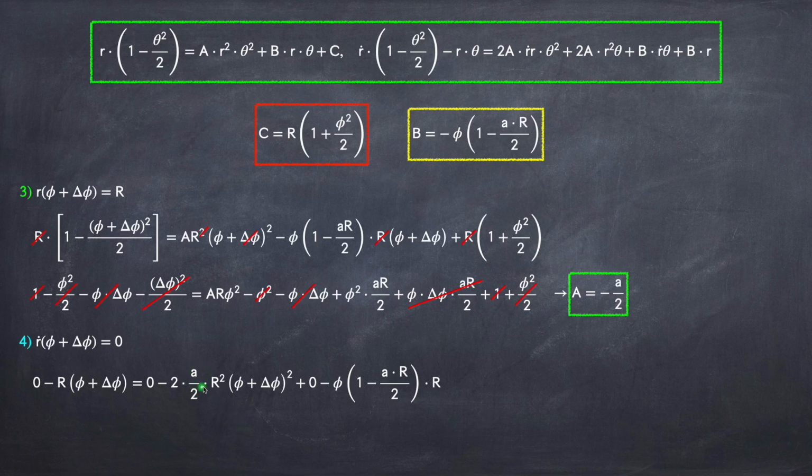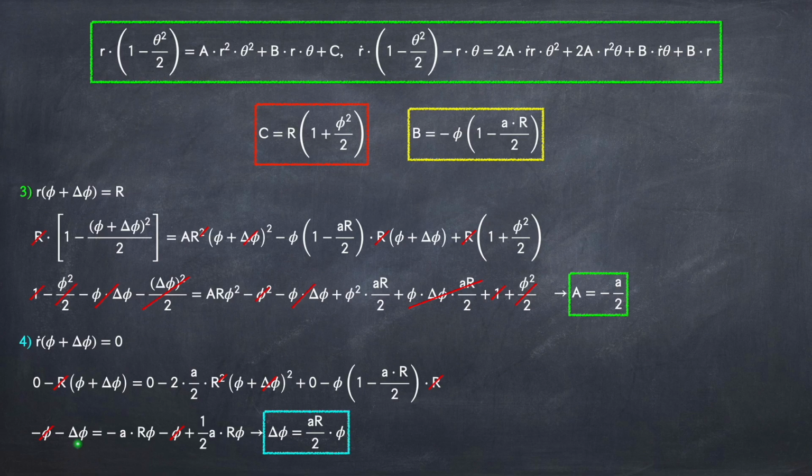Again, here we have a term that's proportional to little a, so that's already a correction. So we can ignore this delta phi, because that again will be a second order correction. We also can divide out a factor of r from every term. So now I'm going to expand out all of the parentheses. We have a negative phi on both sides of the equation. And these two terms are like terms. This is negative a times r times phi, and this is positive 1/2 a times r times phi. And on the left-hand side, we just have negative delta phi. So we find that delta phi is equal to little a times the radius of the Earth over 2 times phi. And we're basically done.